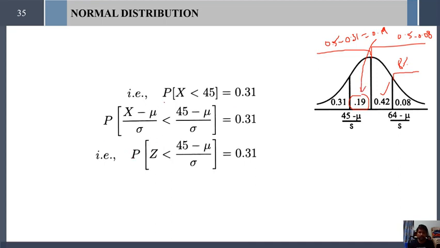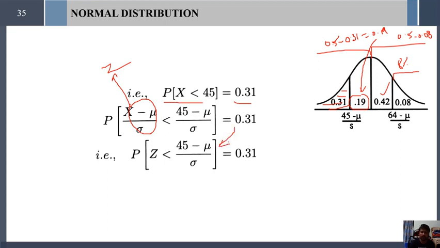And these are all as usual notation. Probability of x less than 45 is equal to 0.31, the area we are given. And next, this representation is nothing but the Z value. The probability of Z less than, simply substitute x equal to 45. The mean and standard deviation are unknowns, so simply substitute mu and sigma as they are. Therefore, probability of Z less than (45 minus mu) divided by sigma equal to 0.31. This is another kind of representation.